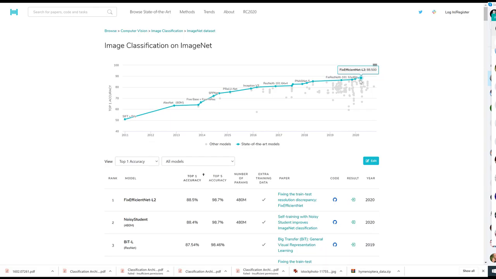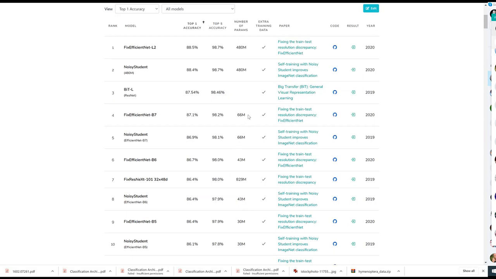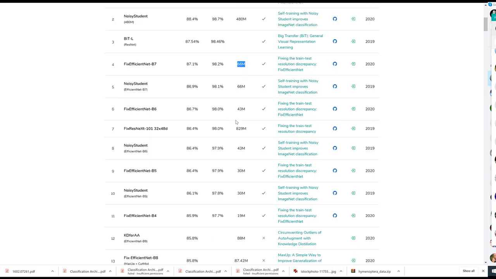So one important factor to consider is not only top 1 accuracy, but also the number of parameters. What we see from EfficientNet L2 is not only that this fixing of the resolution discrepancy has been applied, but also someone went and made a really large network, because B7 had under 100 million parameters and this version has close to 500 million parameters. All right, so here's the comparison. 66 million parameters for FixEfficientNet B7.